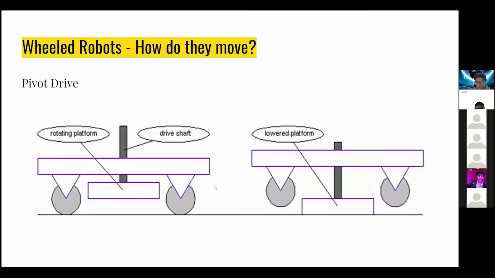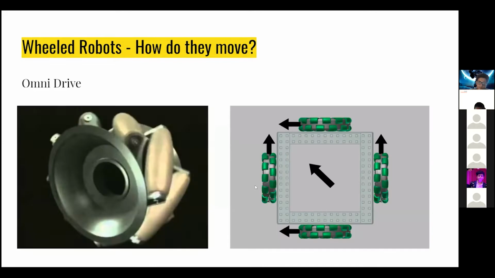Okay, so this is a pivot drive, pretty self-explanatory. So say the robot needs to turn to the right and is going straight, it will lower the platform, it will lift the wheels off the ground, and then the body will rotate to the right, and then the platform will go back up. So now the direction of the robot has been changed.